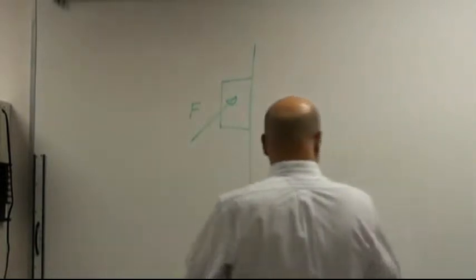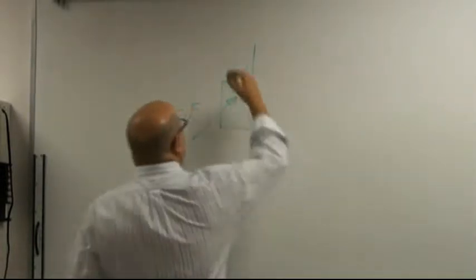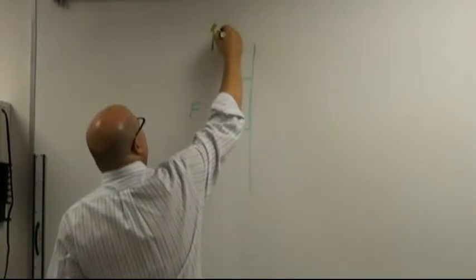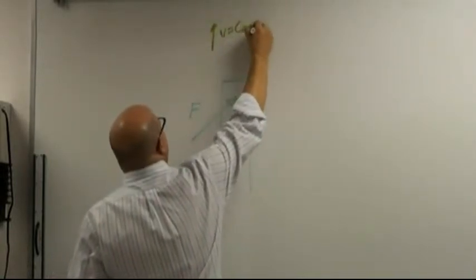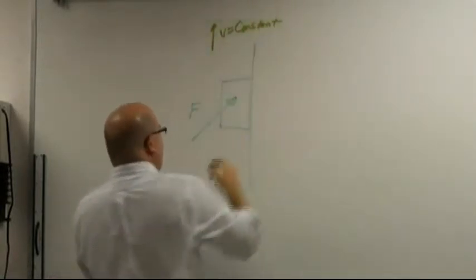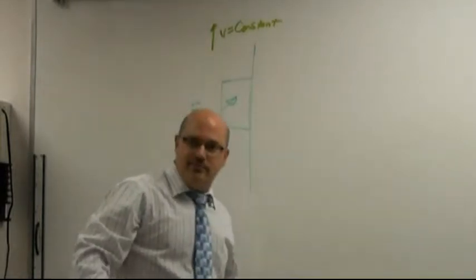How would you draw the friction and the weight? Oh, it's kinetic, so it is moving. Is there friction? All right, so we'll assume it's moving upward, velocity equals constant. How would you draw friction and weight? All right, follow the rules.